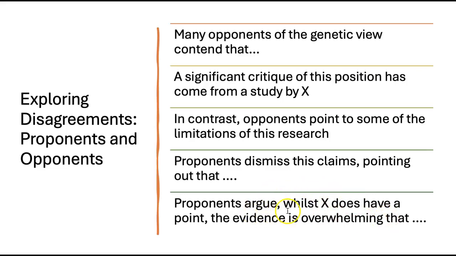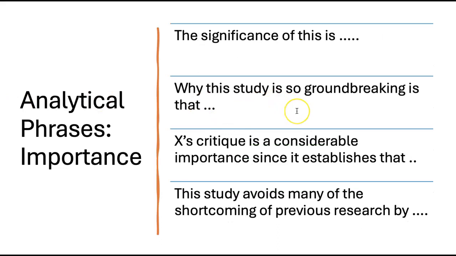Finally, proponents argue that whilst X does have a point, the evidence is overwhelming that. So in that case, they're nuancing it. They're admitting that there's a grain of truth in a position, but they are saying that theirs is the stronger argument. Now, analytical phrases are really important. Just to remind you, analysis is when you break things down into their constituent parts. What are the parts that make the argument up? How do they fit together?